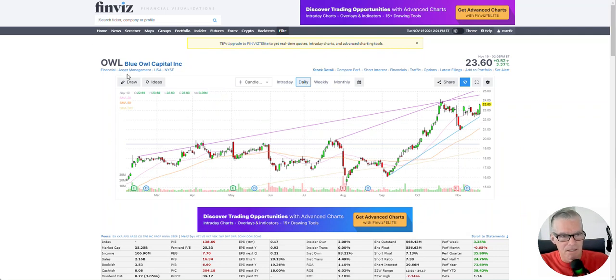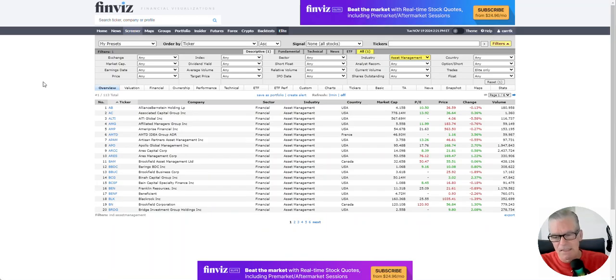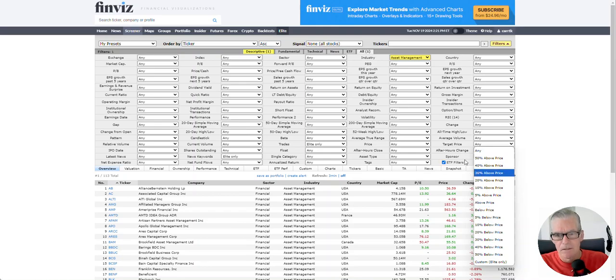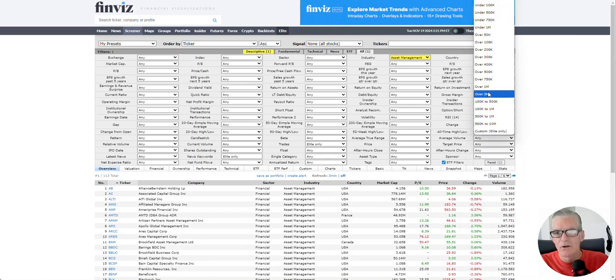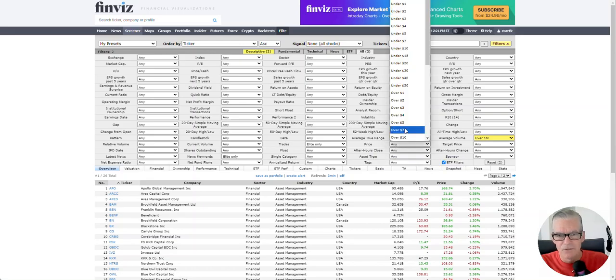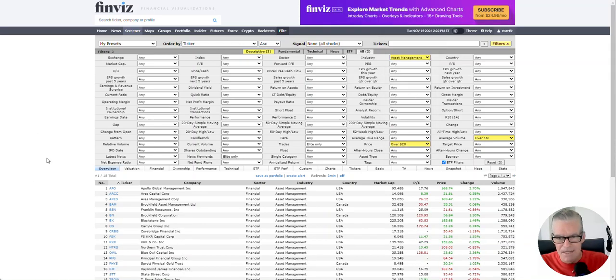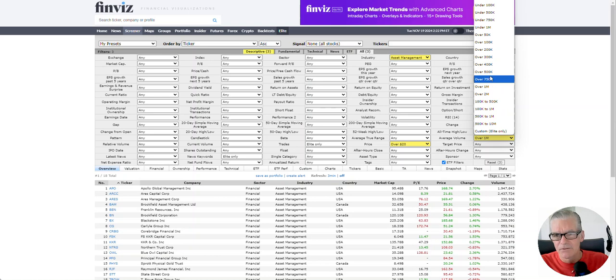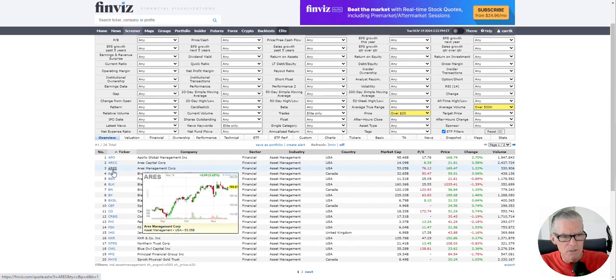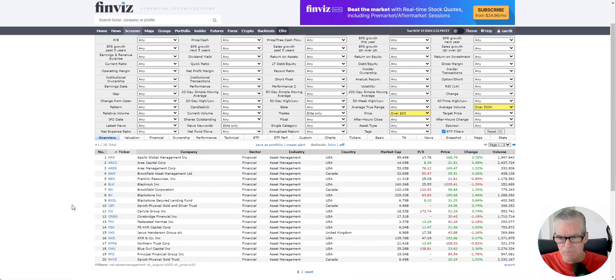This is what I did. I clicked on asset management as the sector, 113 stocks in there. That's too many, and most of these I'm not interested in anyway. Scroll down to the screening tool. I set the average volume over 1 million, and then the current price over 20. That whittled it down to 18. I'm sorry, I don't think it was 1 million. I think it was 500,000 is what I did. Yeah, 26.